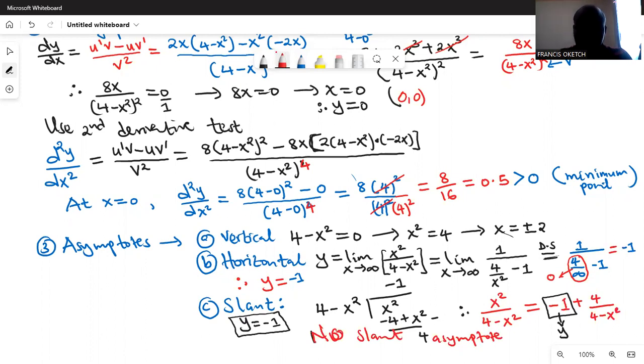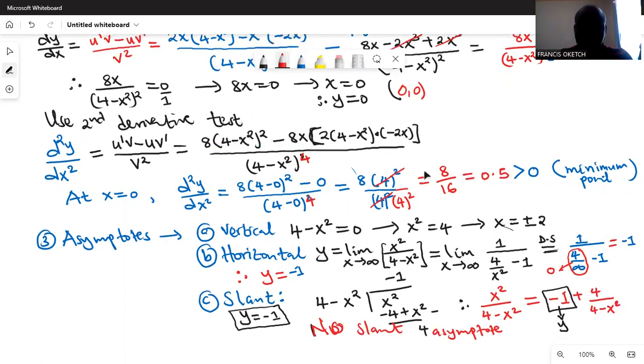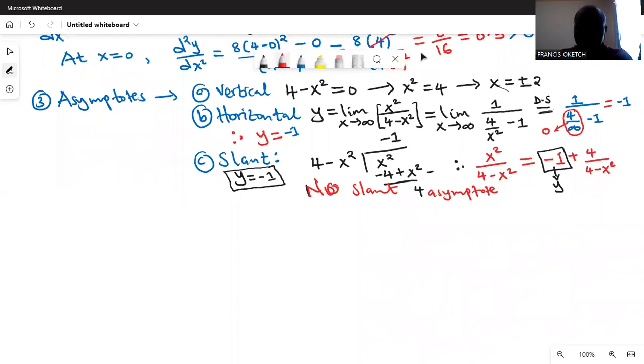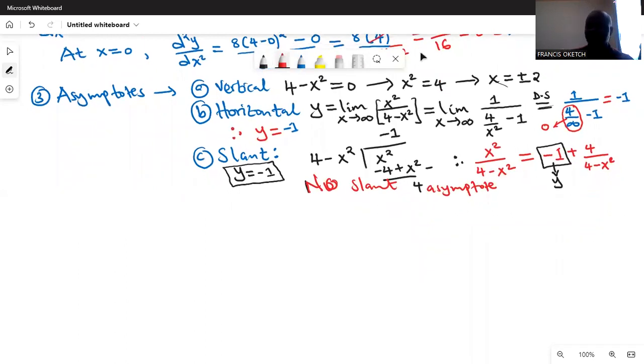So we have all the tools necessary to sketch the graph. And so the final step is now to come up with the graph. So I'll call it number 4: now to sketch the graph.